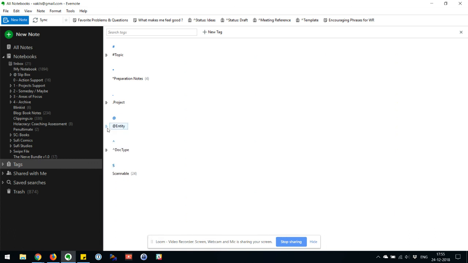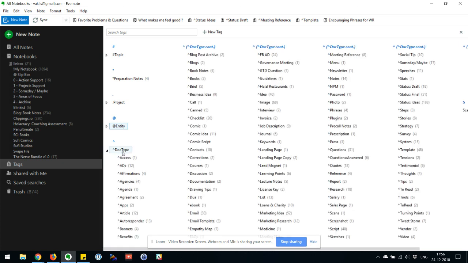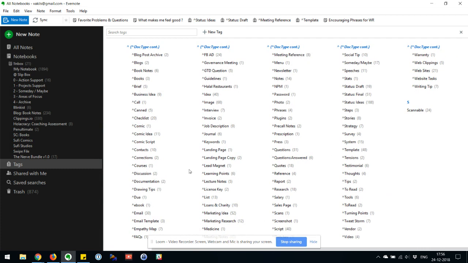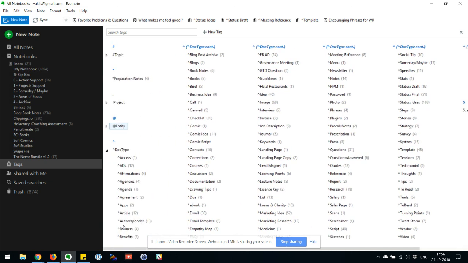Or I may even tag it with something called a doc type. So maybe it's a receipt, or maybe it's questions that I want to ask people. Sometimes I tag it with a document type, which is also a useful way to categorize my notes. So that's how I have dealt with resources.